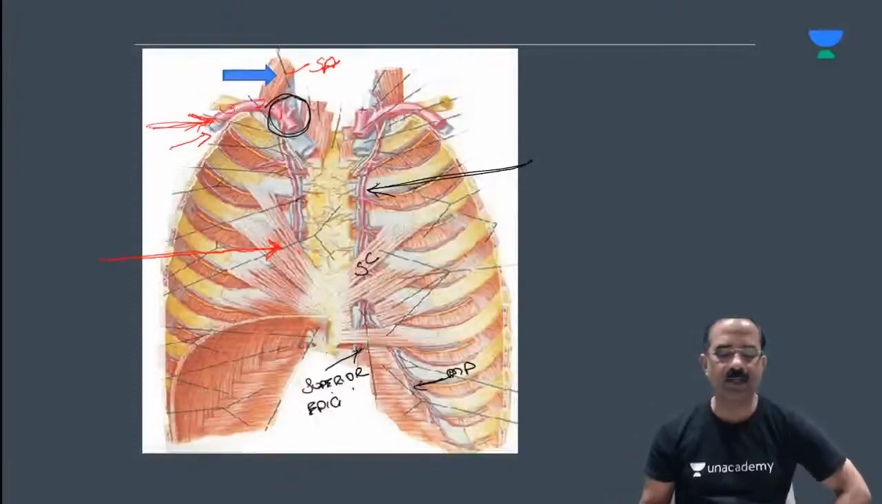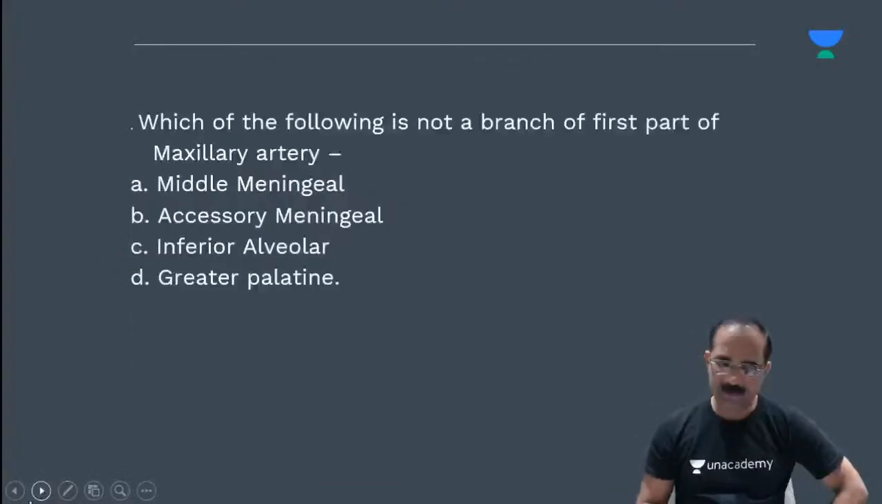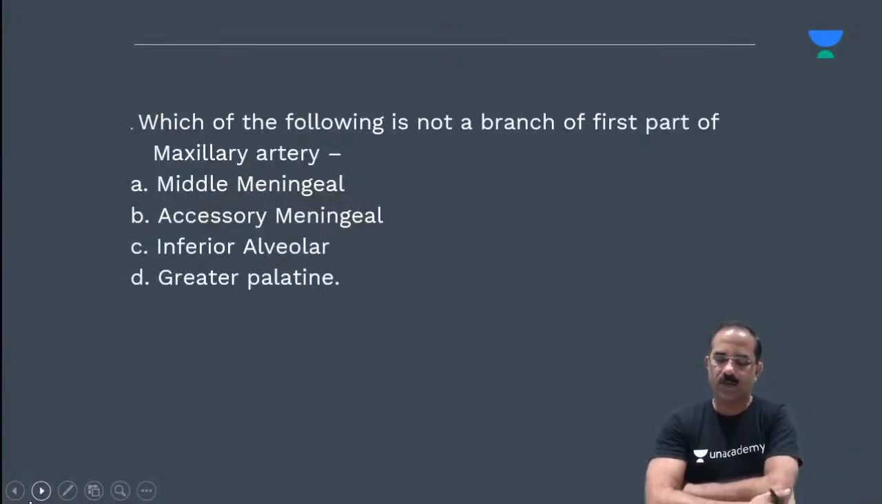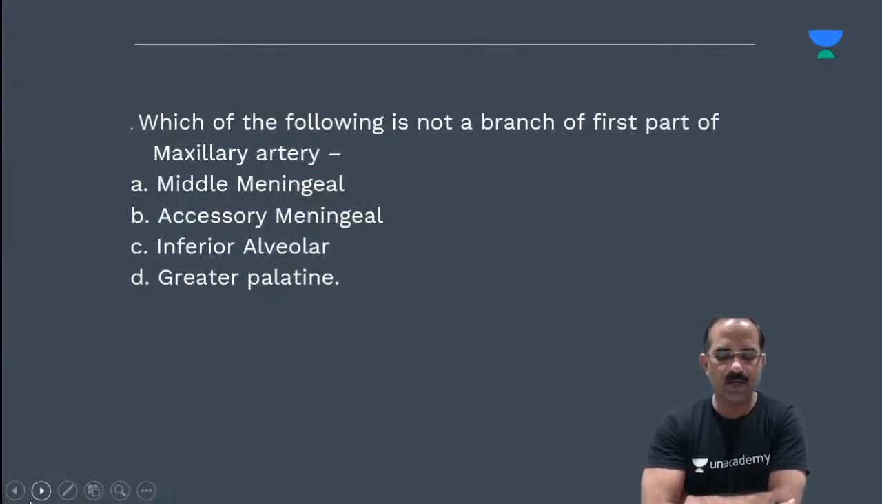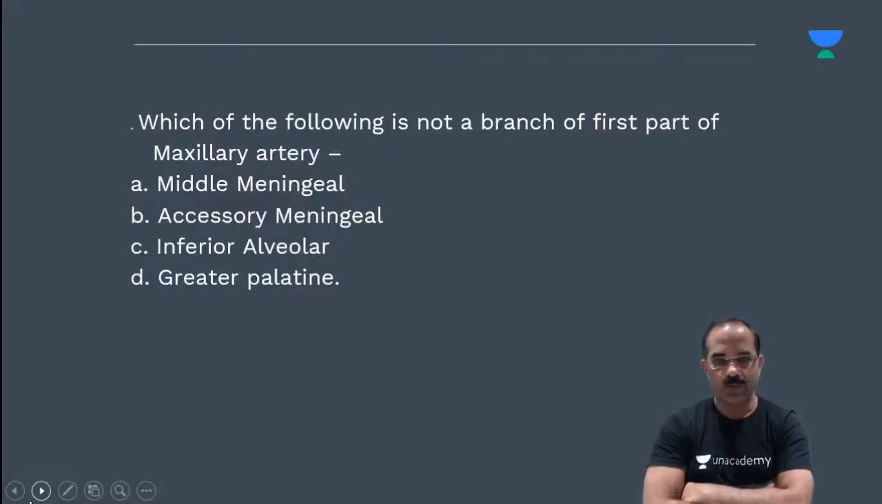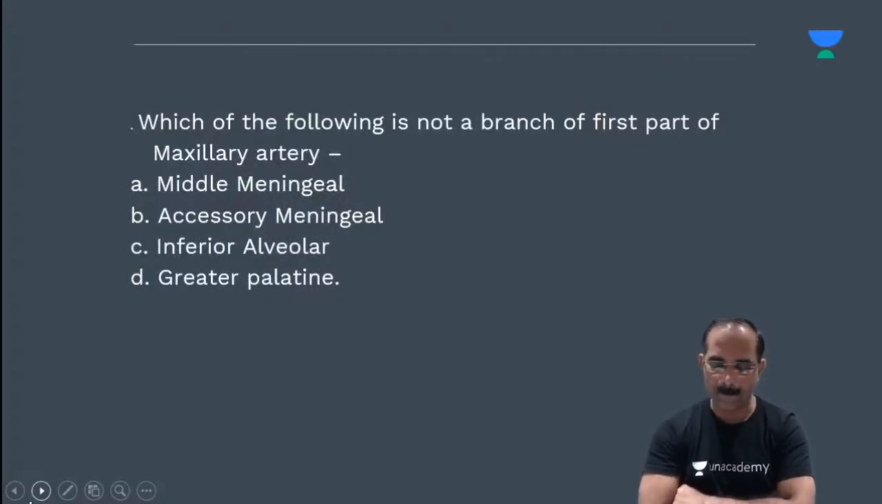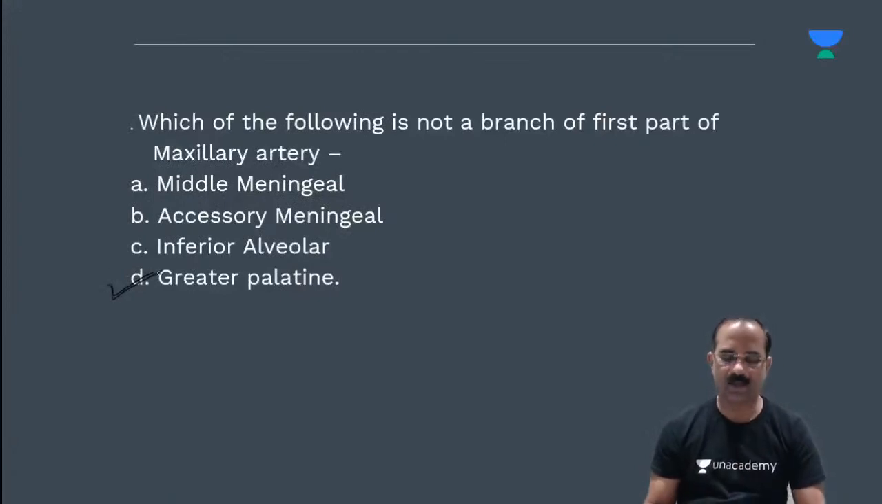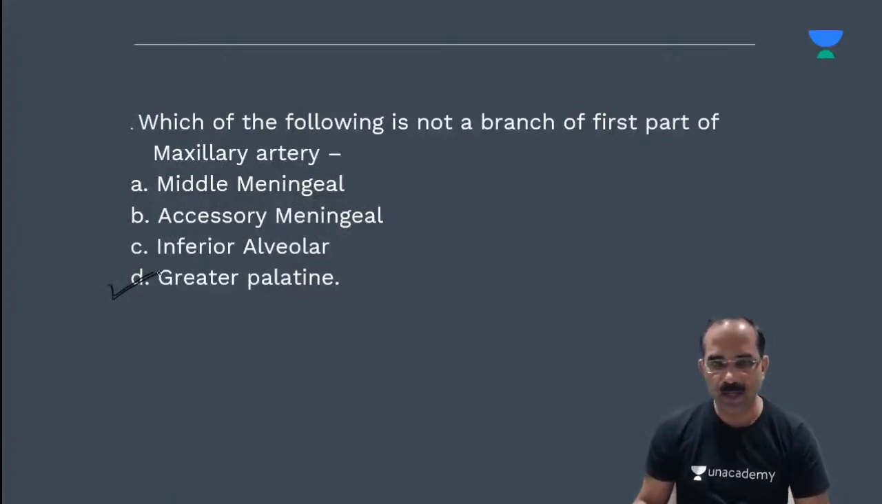Okay, fine. Going to the next MCQ. Have a look at this. Answer this. Which of the following is not a branch of first part of maxillary artery? Can anyone answer this? This is a very, very important MCQ. Maxillary artery you should know. बोलो बच्चों, बोलो, कुछ तो बोलो. Which of the following is not a branch of first part of maxillary artery? Yes. The answer is greater palatine.